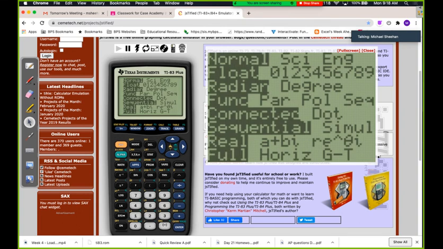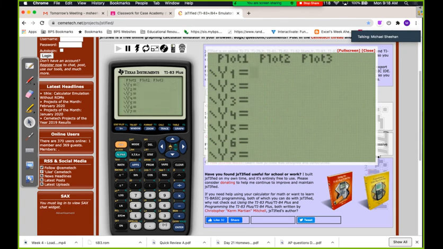So I'm going to go back to the graphing calculator. This is important in a problem like this. First of all, we notice we're only concerned about the interval from 0 to 8.